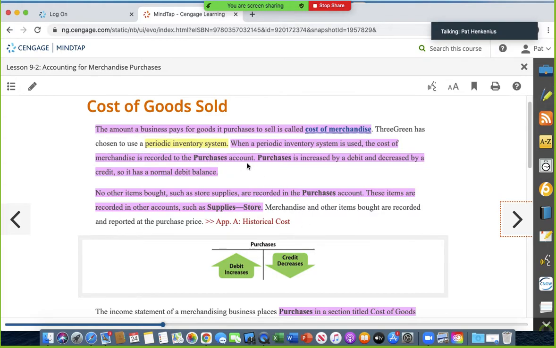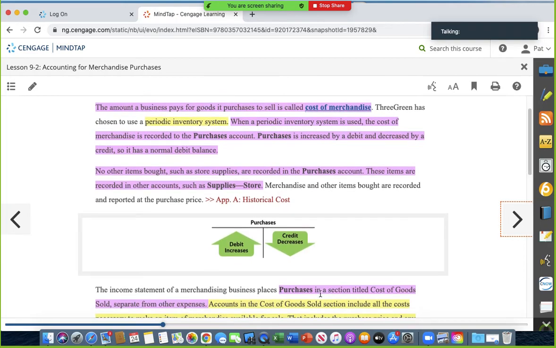Okay, so purchases is now a new account. It is going to be under the cost of goods sold account. It's going to be separate from the expenses. We always call it a cost account. So purchases is going to be a cost account.